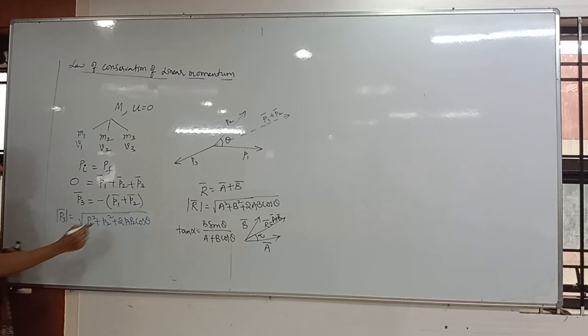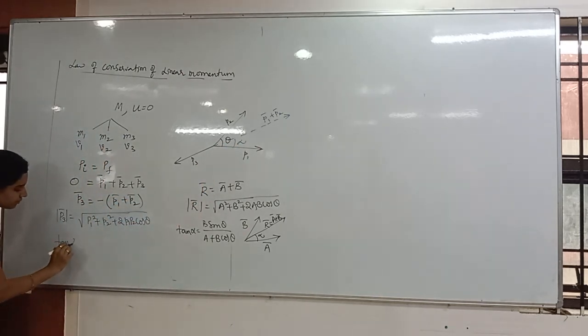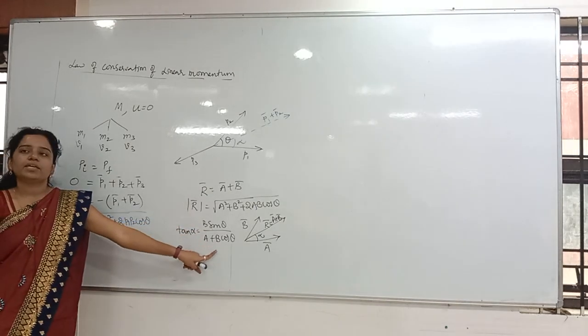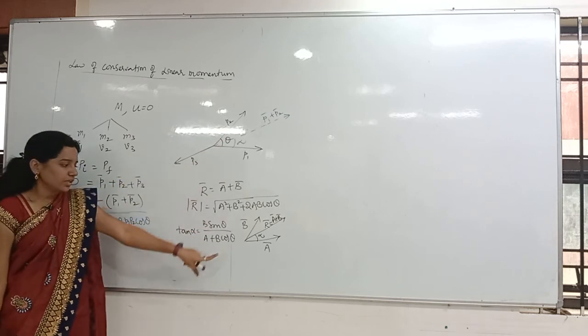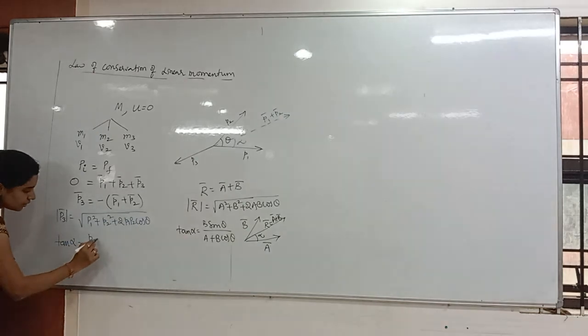What is the direction of this resultant here? Alpha is equal to, tan alpha is equal to what? Tan alpha is equal to what we got: B sin theta by A plus B cos theta. Instead of B, what are we having? P2. Instead of A, what are we having? P1. So clearly what can I write? P2 sin theta by P1 plus P2 cos theta.